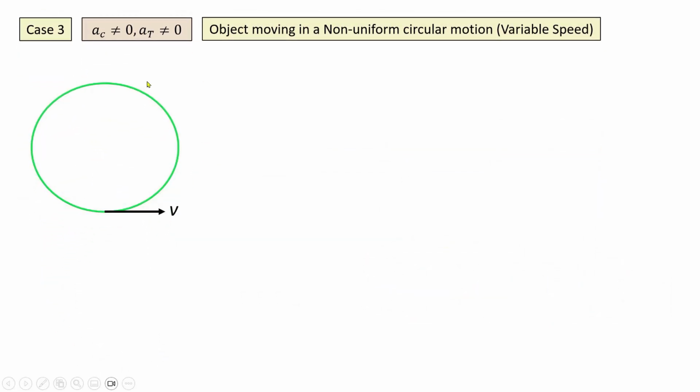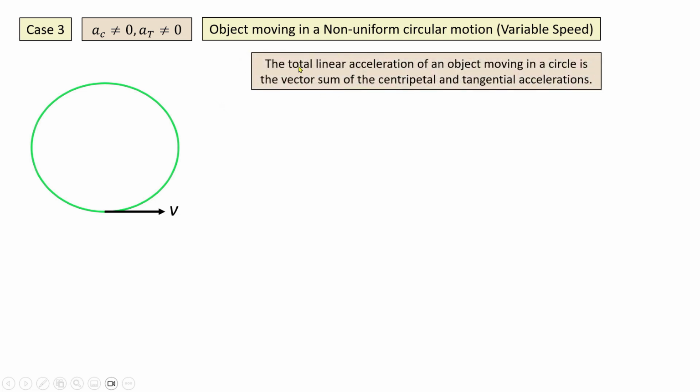Understanding case 3 in a little more detail. This is a case where centripetal acceleration and tangential acceleration both are non-zero. So how do we find the total acceleration, since we have two types of acceleration here? So let's go back to the basic concept. The total linear acceleration of an object moving in a circle is the vector sum of centripetal and tangential acceleration.